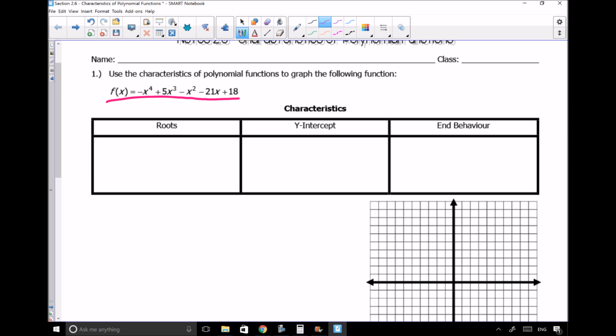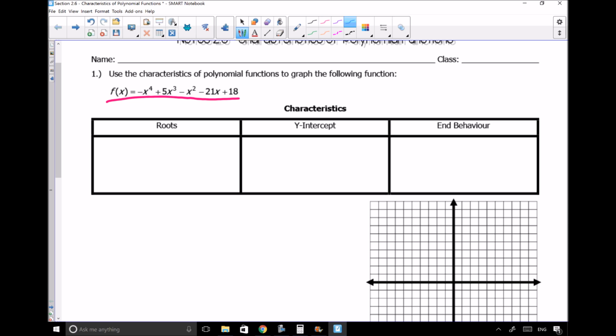So if you notice, there are 3 key things that we need to look at. We need to find our roots. We need to find the y-intercept, which is super easy, so that part shouldn't be so bad. And then we need to look at our end behavior, which is something that we've already discussed quite a bit. So let's go ahead and do this. Let's do the roots first because that's the hardest part. Let's get it out of the way, okay?